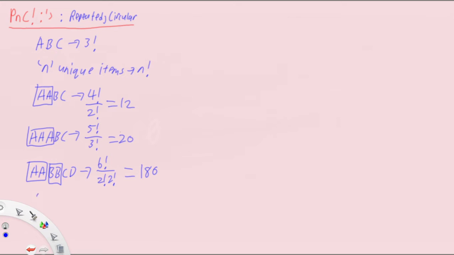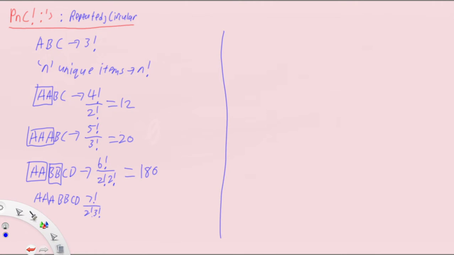Alright, of course, if let's say we have A, A, A, B, B, C, D, it will be 7 factorial divided by 3 factorial and 2 factorial, right? Because there are 3 A's and 2 B's. Individually, we need to take away or divide by their arrangement. So that is repeated items.